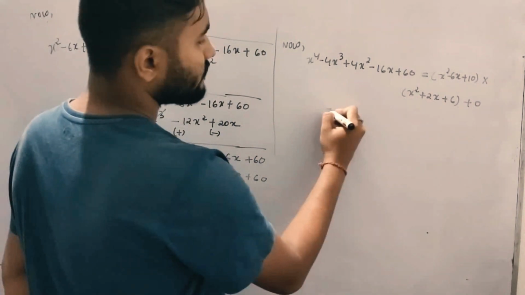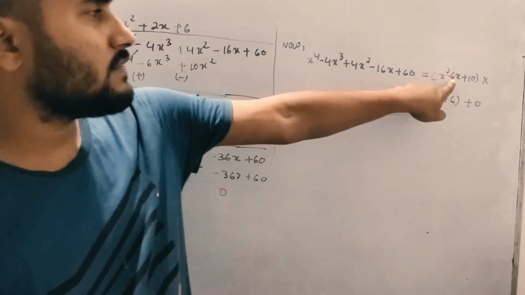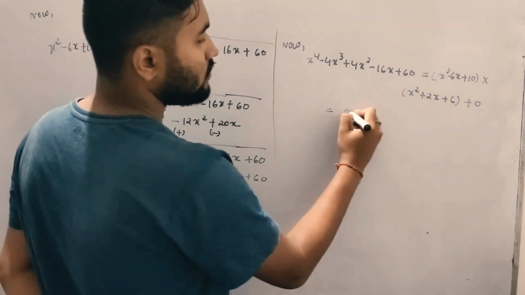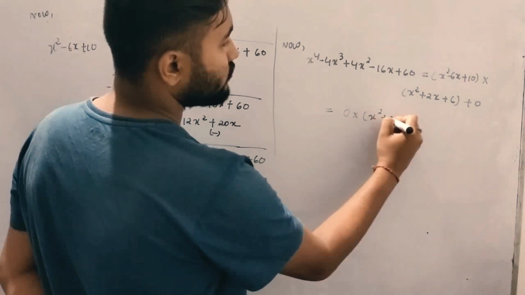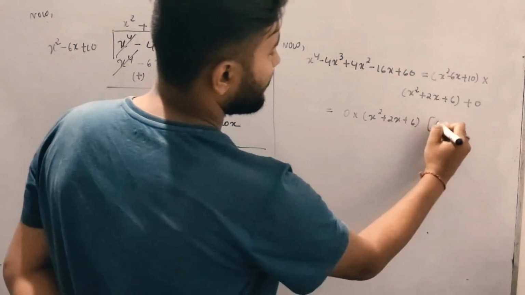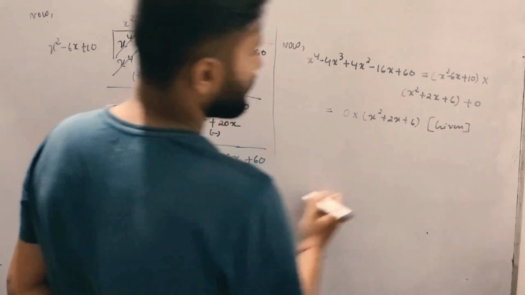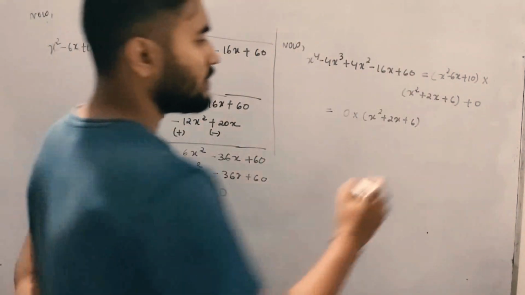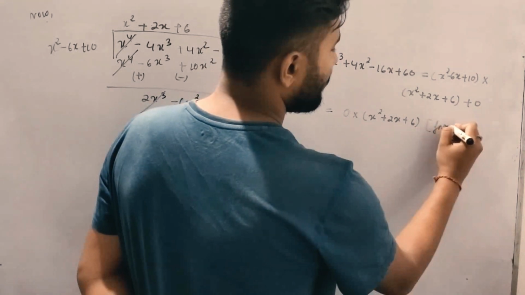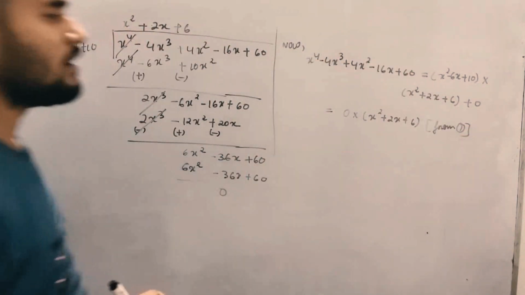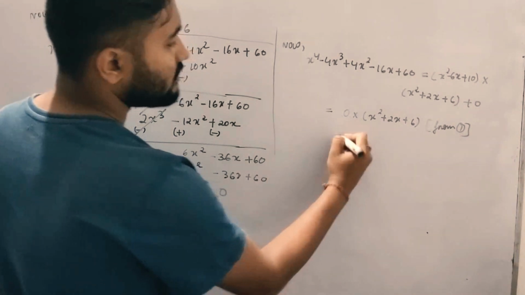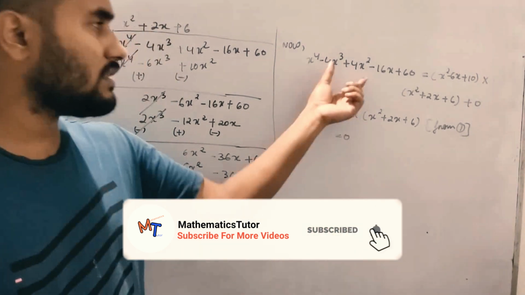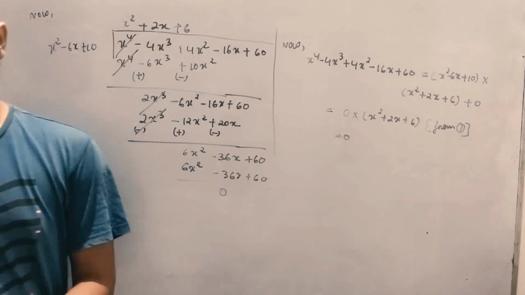So which is equal to, now what is the value of this divisor? Given, x square minus 6x plus 10 is equal to 0. So 0 into x square plus twice x plus 6. No need to write given. One thing you do, you consider that equation as 1. So you write from 1, which will be equal to 0. This was the question, right? Find the value of the expression. So what will be the value of this expression? 0. So this is the way to do.